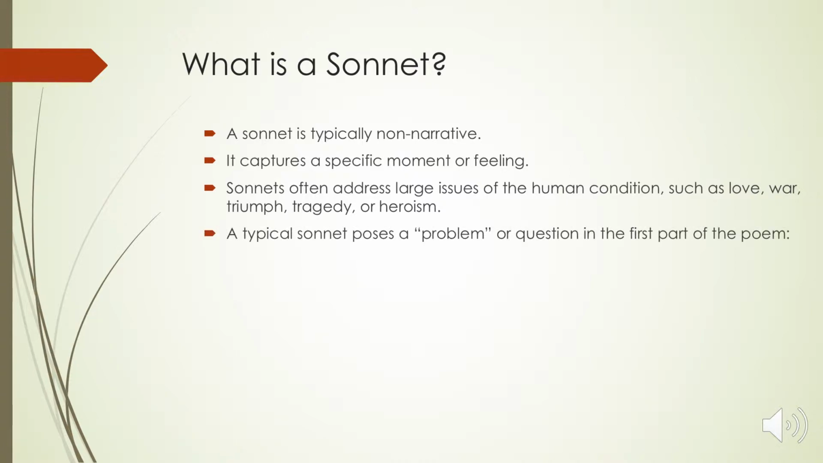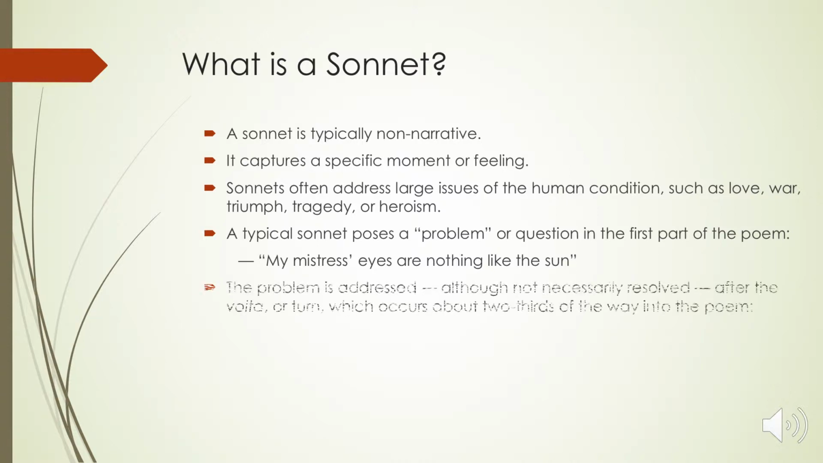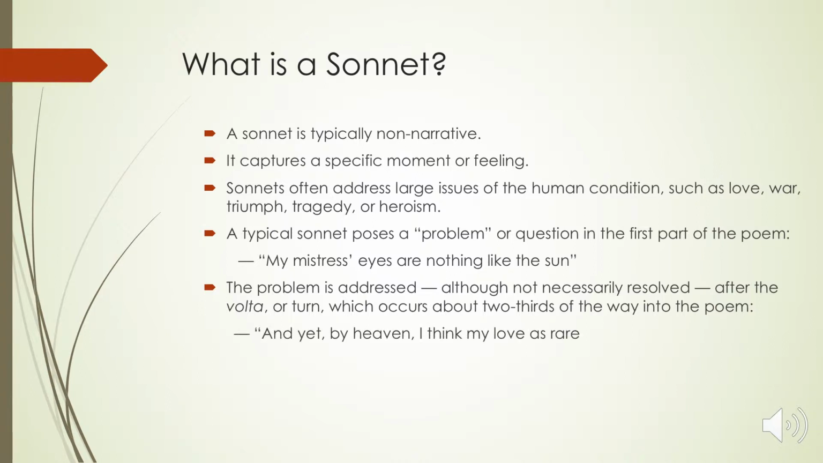A typical sonnet poses a problem or question in the first part of the poem. "And my mistress's eyes are nothing like the sun," for example. The problem is addressed, although not necessarily resolved, after the volta, or turn, which occurs about 2/3 of the way into the poem. "And yet, by heaven, I think my love is rare, as any she belied with false compare." This is an example from Shakespeare's Sonnet 130.